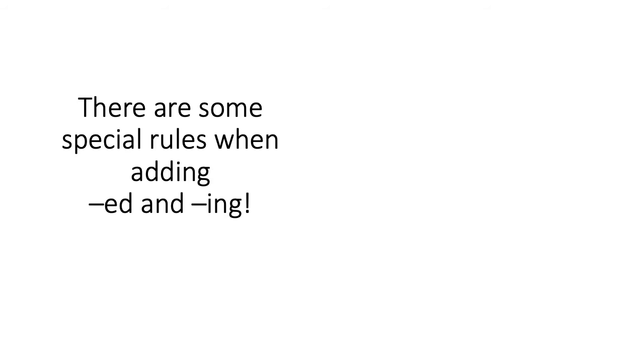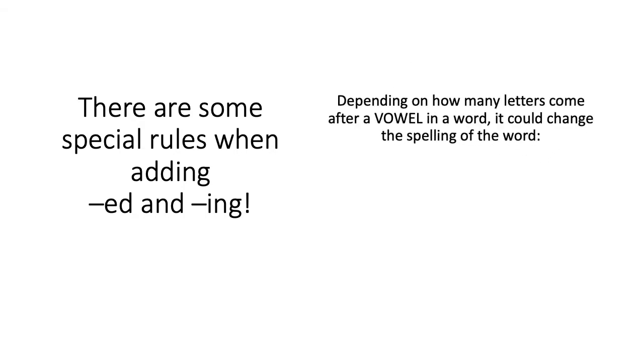We have some special rules when we add ed and ing to the end of words. Depending on how many letters come after a vowel in a word, it could change the spelling of the word. So I have 3 rules for you to help you remember. Number 1, just one, double the fun. If you see just one consonant after a vowel, you're going to double that consonant and add your ending. But you need to watch out for the W, X, and Y, because those ones you won't have to change anything at all.